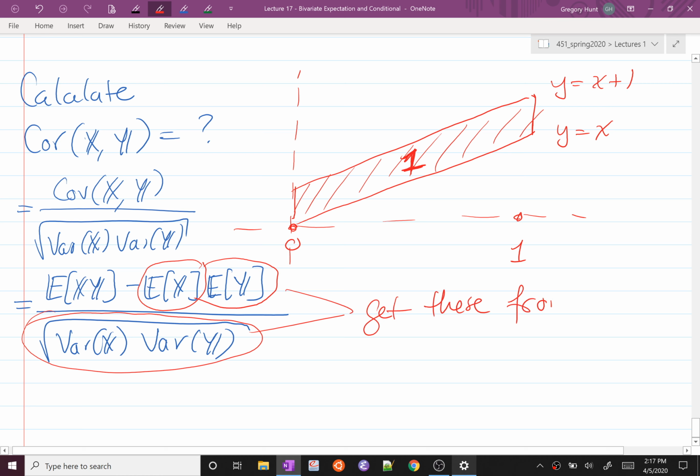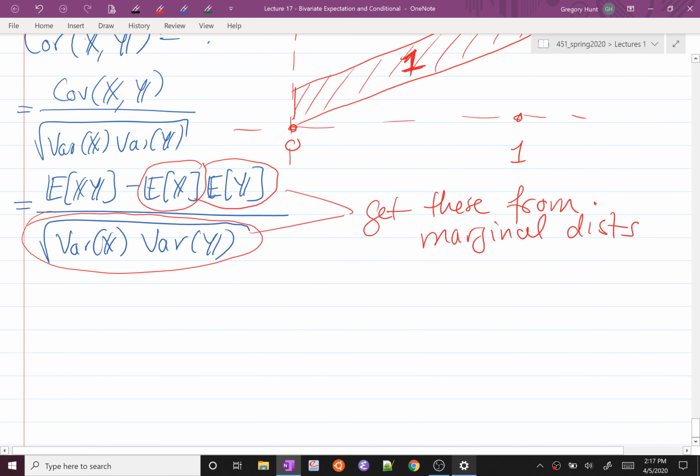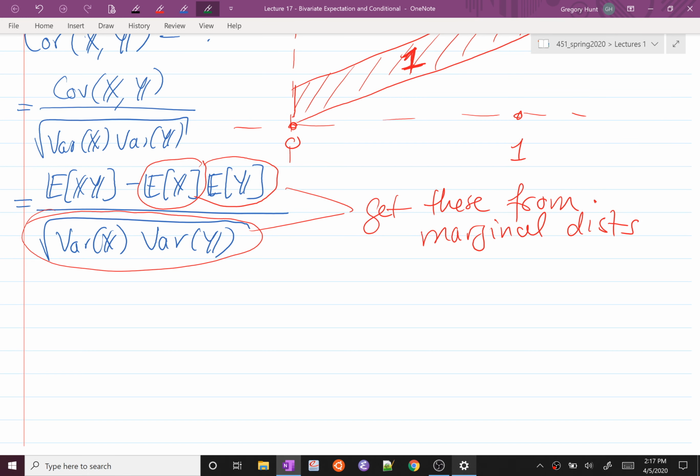and get all of these from the marginal distributions. So if I can calculate the marginal distributions of x and y, then I can get EX, I can get EY, the variance of x, the variance of y, and now all that leaves is this E of XY, which is just the last thing I'll need to calculate. And no way around that. That's just going to be a straightforward calculation. So let's first just get the marginal distributions of x and y.